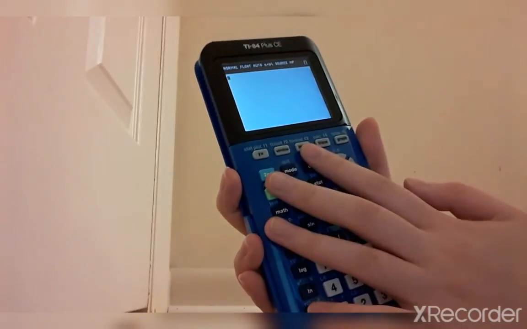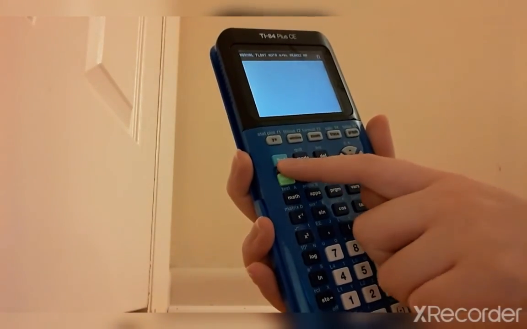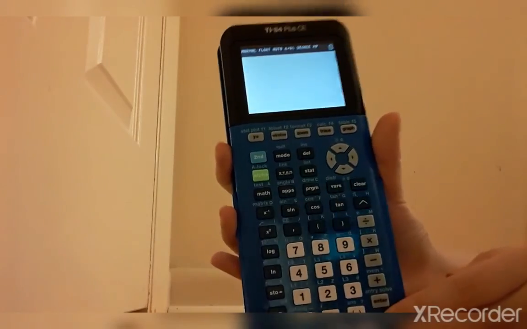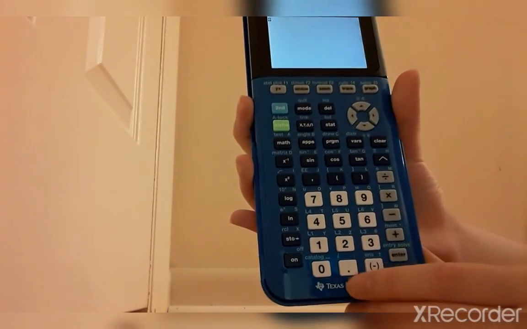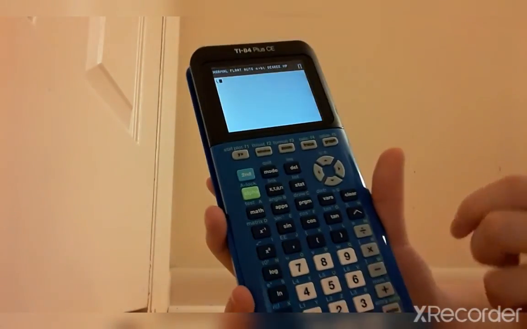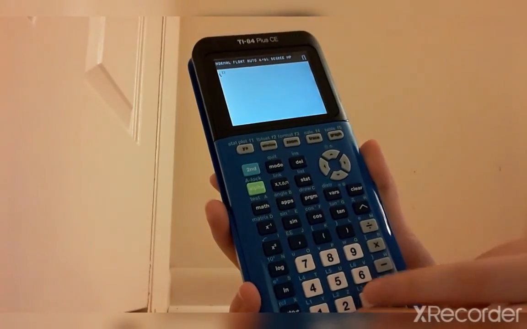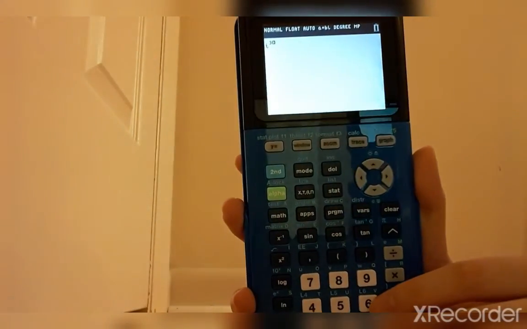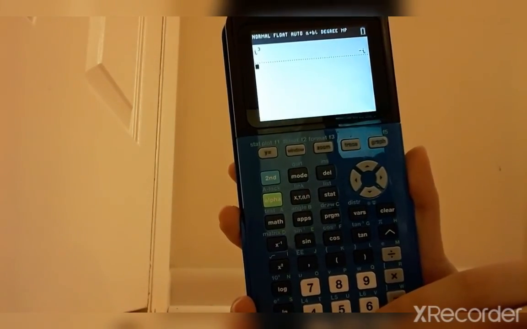And now that we're back in our main screen, we hit second again. And then at the bottom on the dot, we're going to hit that. And now we have I, so we can do anything to this. We can raise it to a power by hitting the raise button and to the third power. That would get us negative I.